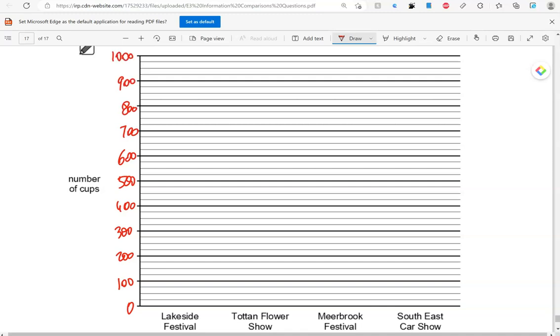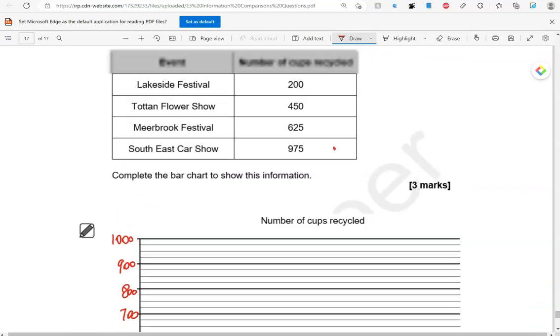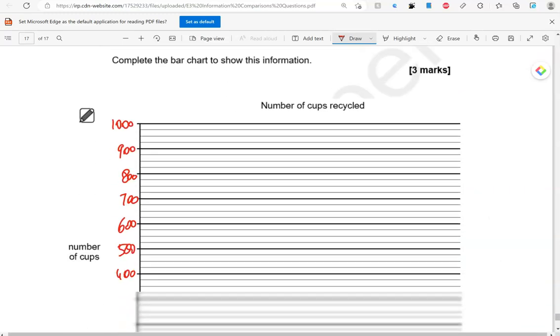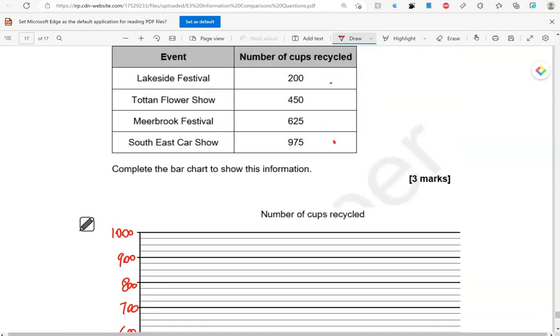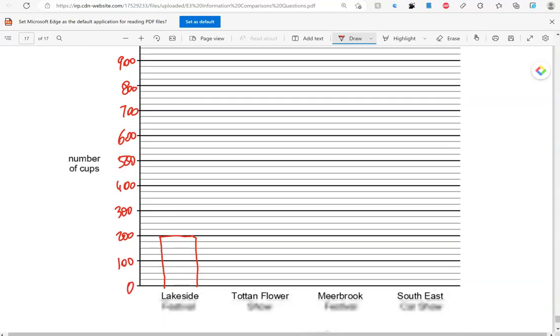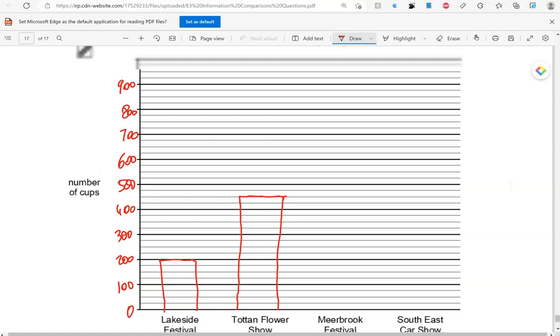So Lakeside Festival, going to go to 200. So that's here. Totem Flower Show, that goes up to 450. So that's going to be right there. Again, you need to use a ruler. Give these bars the same width.